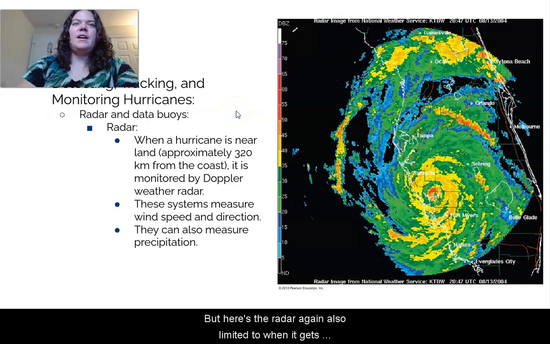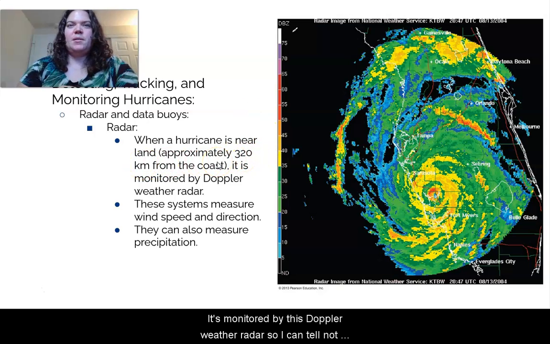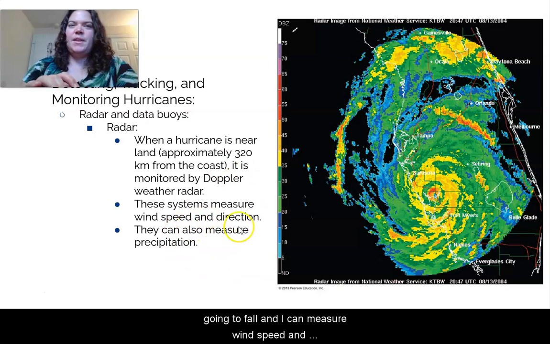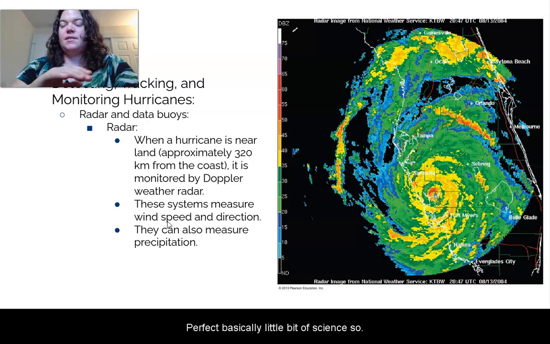So here's the radar. Again, also limited to when it gets closer to the coastline. So it's 320 kilometers from the coast. It's monitored by this Doppler weather radar. So I can tell not only the precipitation amount, I can measure how much is going to fall, and I can measure wind speed and direction because of the Doppler effect, basically, which is a little bit of science.